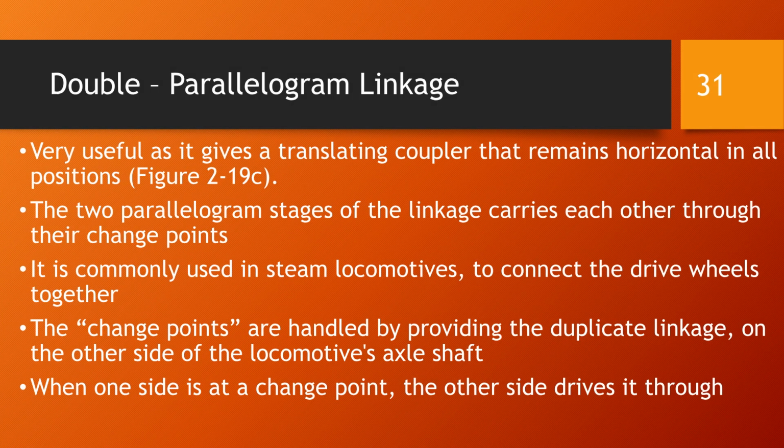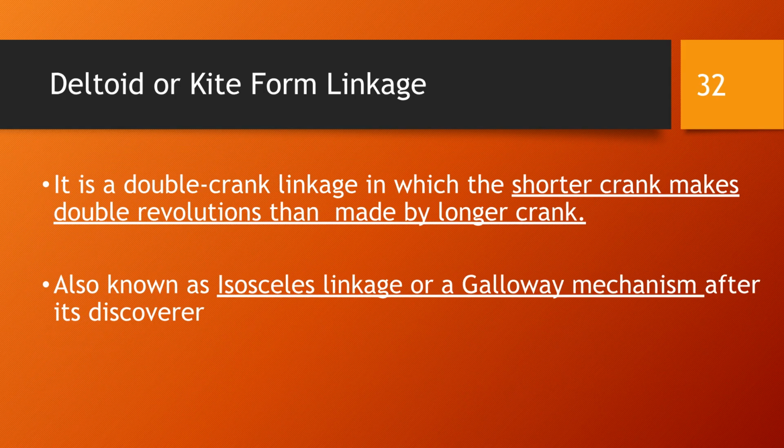Let's examine the double parallelogram linkage. It is highly valued for providing a translating coupler that remains horizontal throughout its movement, which is essential for certain industrial applications. This linkage design features dual parallelogram stages that carry each other through change points. It is commonly found in steam locomotives to synchronize the motion of drive wheels.